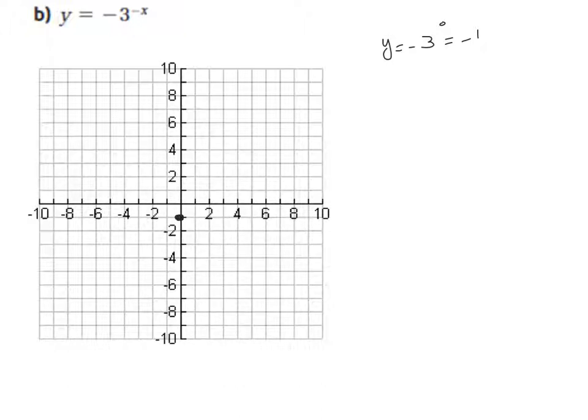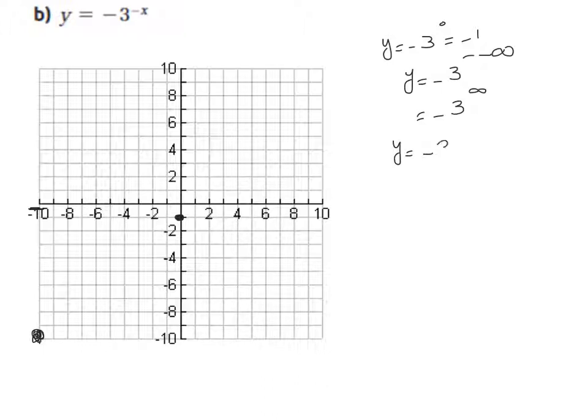Now let's consider when x goes to negative infinity. We have y is negative 3 exponent negative negative infinity. This becomes negative 3 exponent infinity. We know that 3 exponent infinity is going to be infinity, times negative 1 is going to give us negative infinity. So this means when x goes to negative infinity, which is somewhere here, y goes to negative infinity, which is somewhere around here. So this is another point that we are going to include in our graph.